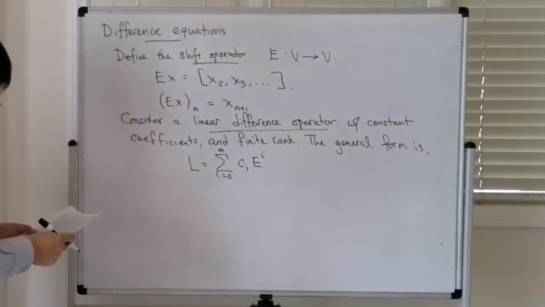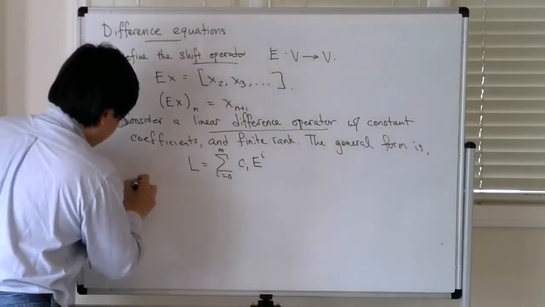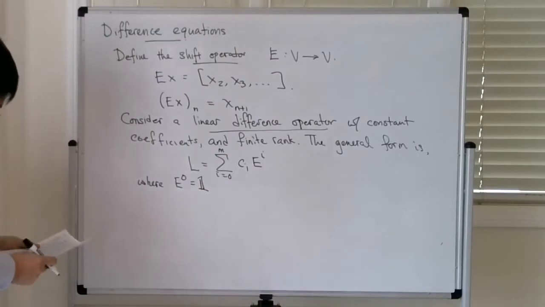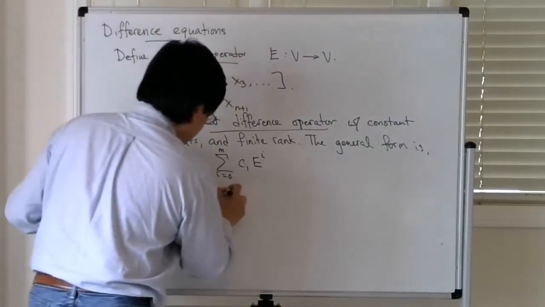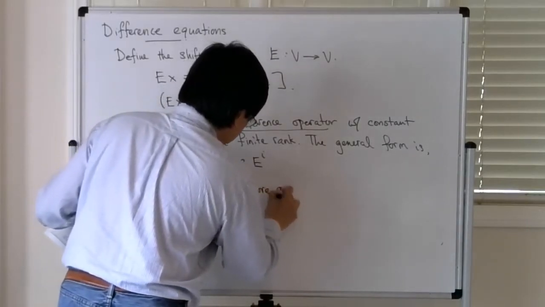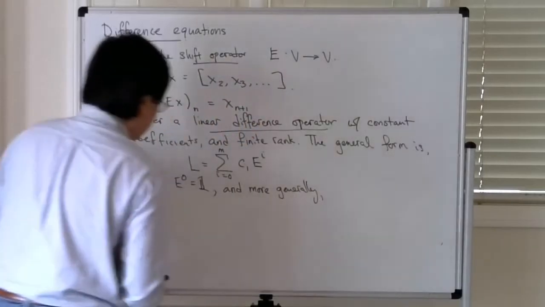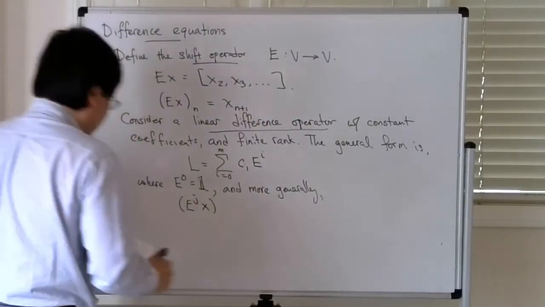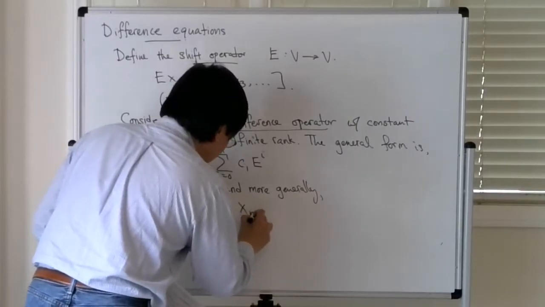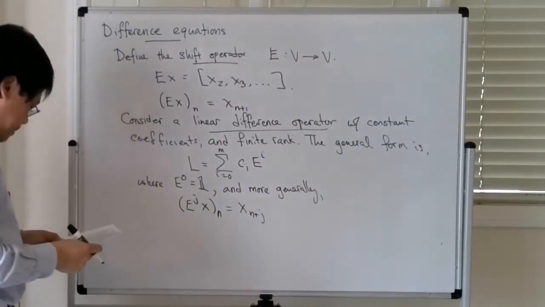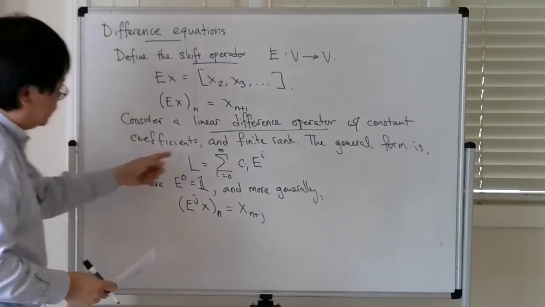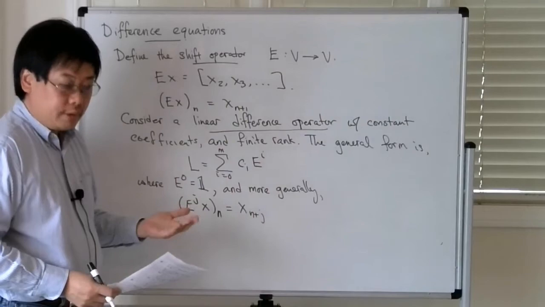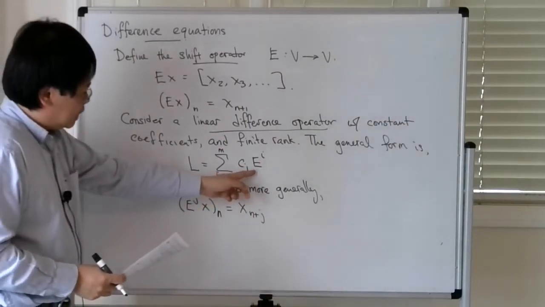Okay, and it's understood here that when you take E to the 0th power, this is nothing more than the identity. And more generally, when you take E^j of x and look at the nth component of this, this is nothing more than x_{n+j}. All right, so this is a linear difference operator, and you can imagine interpreting this as being a polynomial, if you will, in this shift operator.